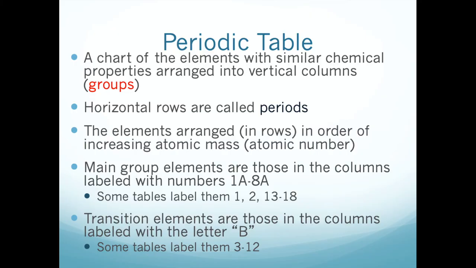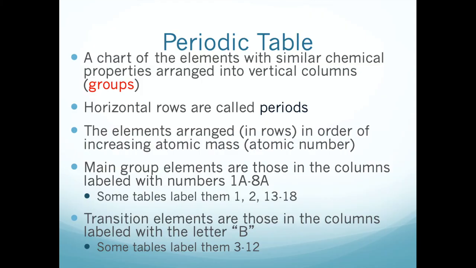Okay, so we call these rows where we have these repeating patterns periods. Each of these horizontal rows is known as a period. And the columns, where all the elements in a given column have similar chemical properties, are called groups. Okay, they're sometimes called families. You may hear that term, but I think groups is probably the more common name given to these columns.